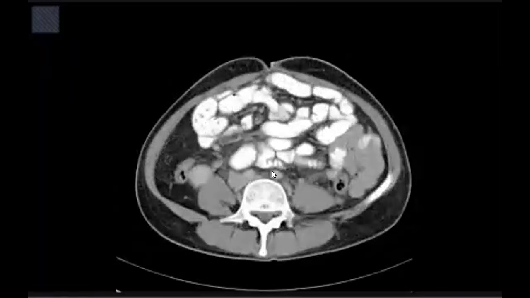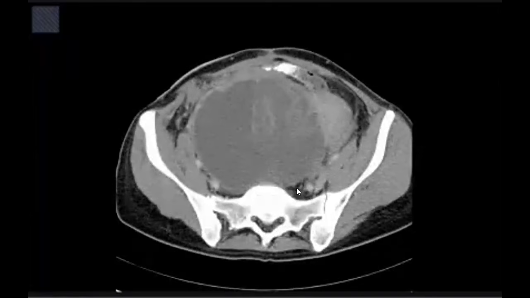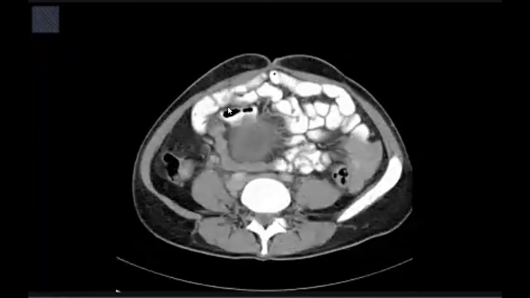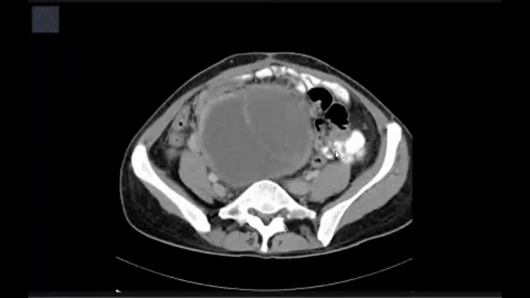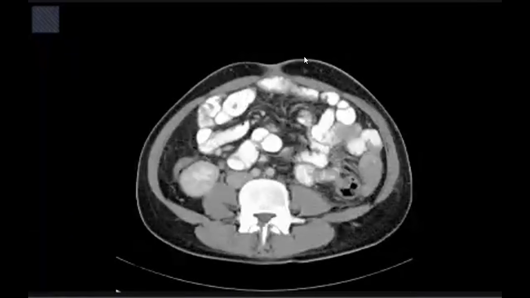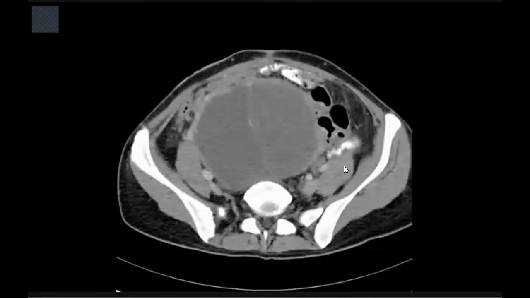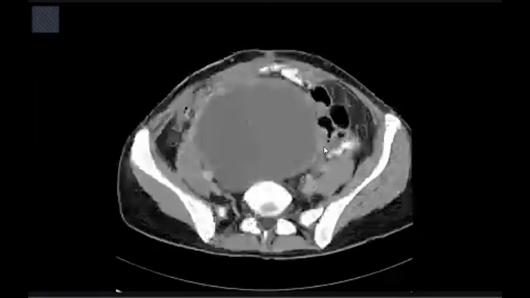To differentiate between right and left ovarian mass, you have to follow the ovarian vein. If it is going to the mass on the right, it will be right ovarian. If it is on the left, it will be left ovarian. Unfortunately, this is not a full study, so you cannot differentiate between right and left in this method, because sometimes the mass will be huge and in the midline.